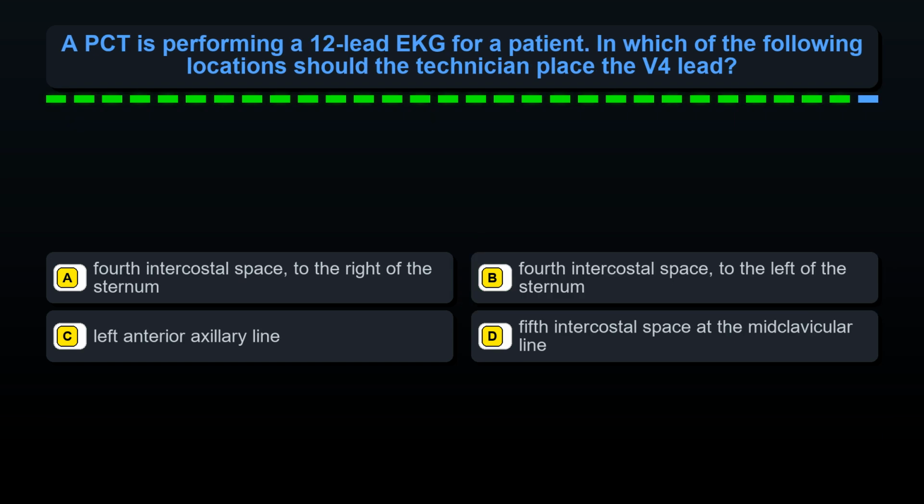Question 62. A PCT is performing a 12-lead EKG for a patient. In which of the following locations should the technician place the V4 lead? Option A. Fourth intercostal space, to the right of the sternum. Option B. Fourth intercostal space, to the left of the sternum. Option C. Left anterior axillary line. Option D. Fifth intercostal space at the midclavicular line.